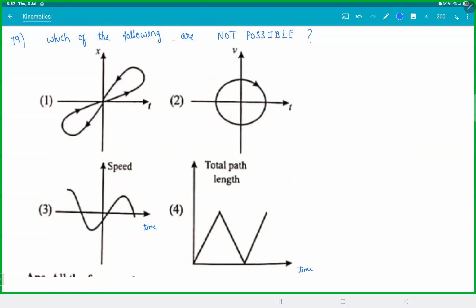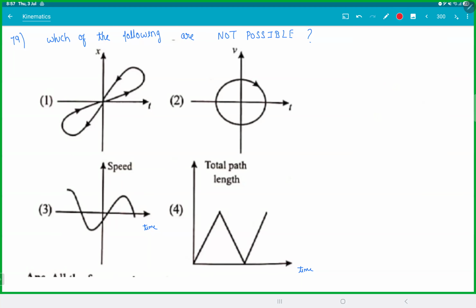Nah, all are giving, but I'm waiting. Someone will give the full answer. Everyone is missing one option, right? Right, Samyak. None of the graphs are possible. All are wrong.